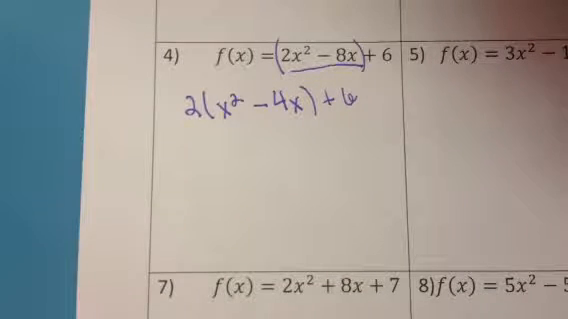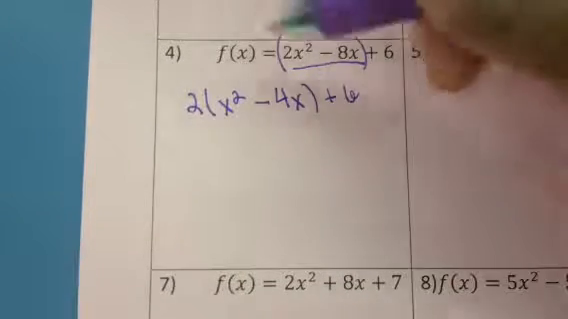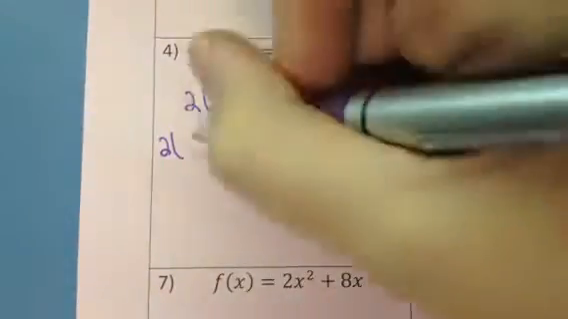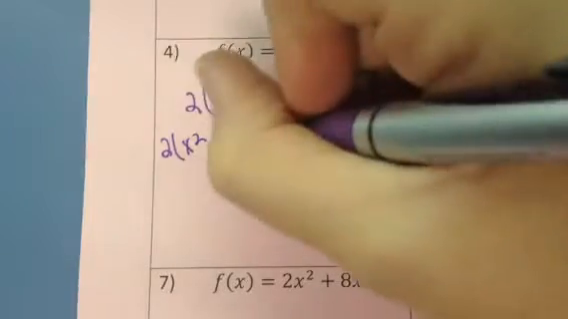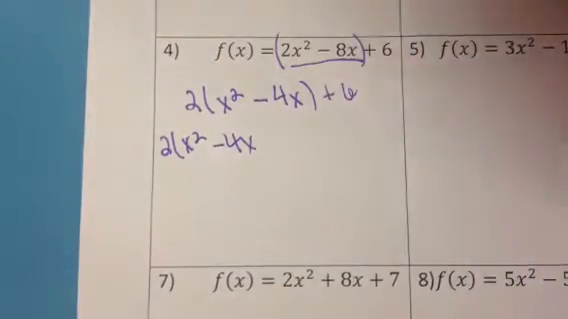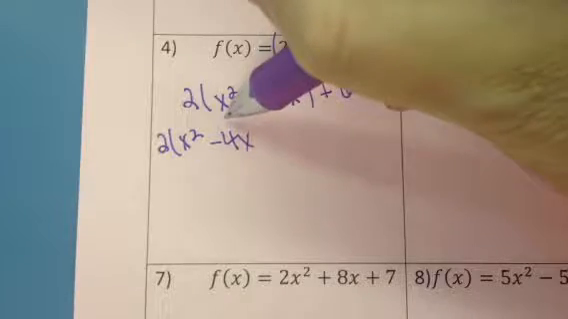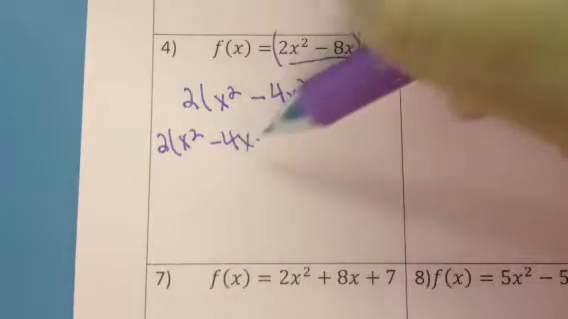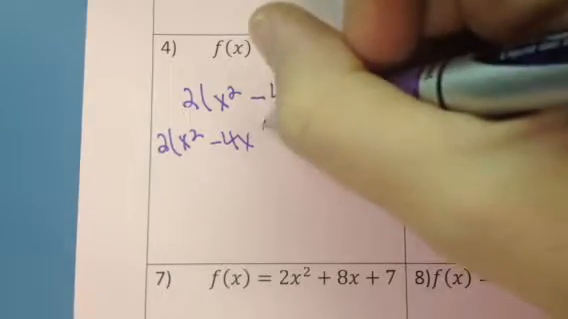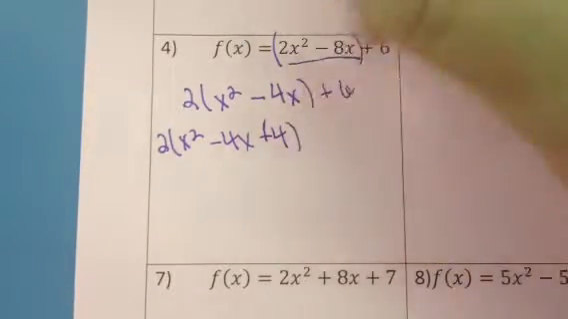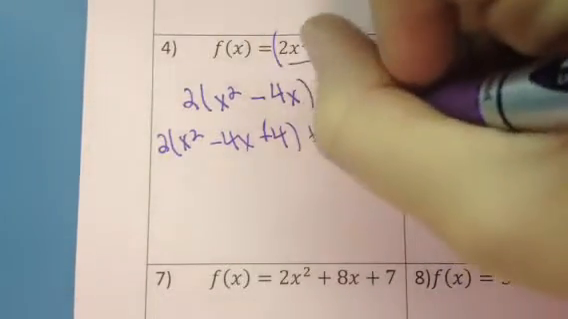Okay, so the next step is just like what we did on the last sheet. We're going to complete the square. So I'm going to keep my 2. I'm going to copy x squared minus 4x. And now I'm going to look at that number, divide it by 2. Negative 4 divided by 2 is negative 2. And then I'm going to square it. Negative 2 squared is positive 4.